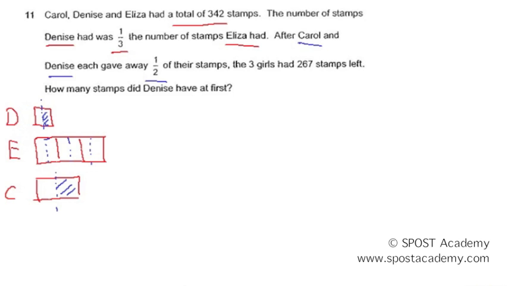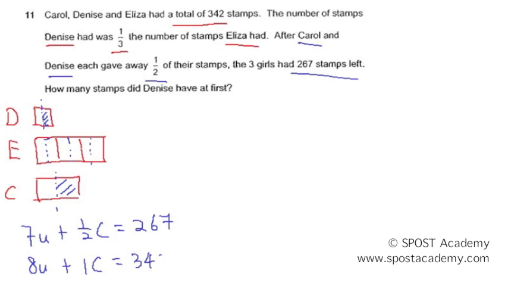Which means that Eliza now has 6 units, while Denise has 1 unit left, and Carol has half of her own units left. So after that, the three girls had 267 stamps left. So the left part is equivalent to 1, 2, 3, 4, 5, 6, 7 units plus half of Carol, and that will give me 267. But originally, all of them had a total of 342 stamps, and originally it should be equivalent to 8 units plus 1 full Carol, because the half has gone back, and that will give me 342.